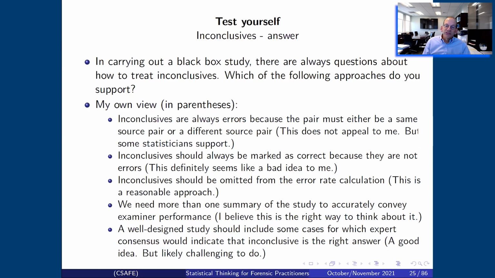In concert with the fourth one, I think this is okay. That is, I think it's okay to focus on errors among decisions. But then I think if we're going to do that, we need to have more than one summary of the study. So you could imagine saying, what percentage of answers for this examiner were conclusive, one way or the other? That's a good piece of information to know.